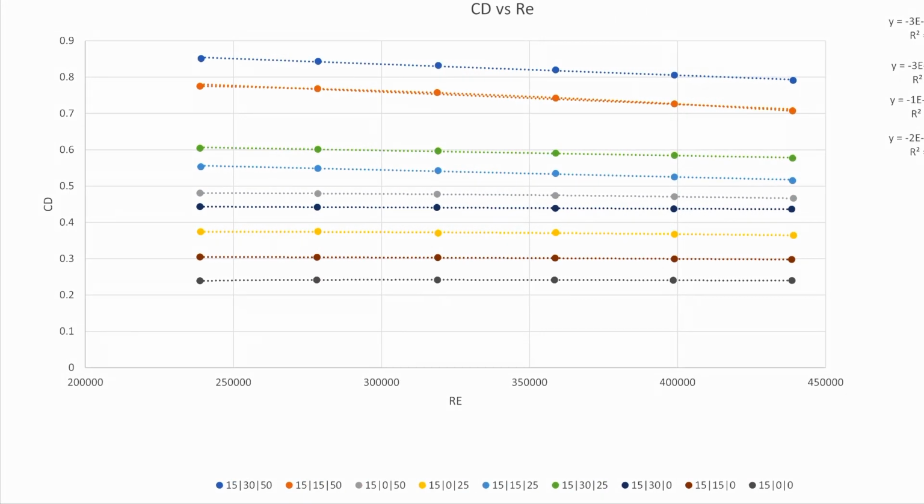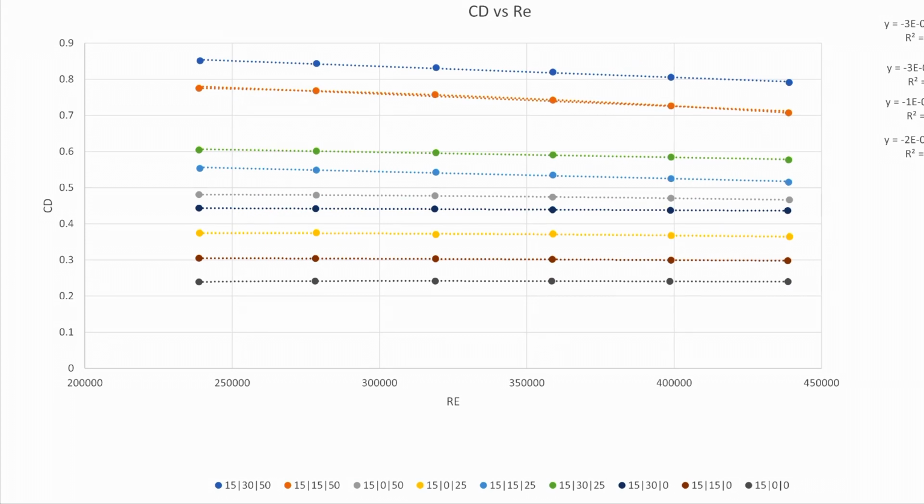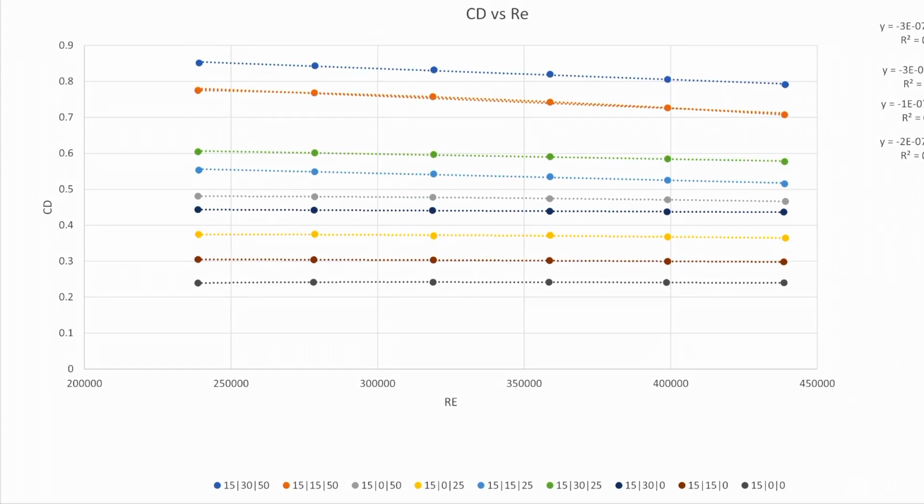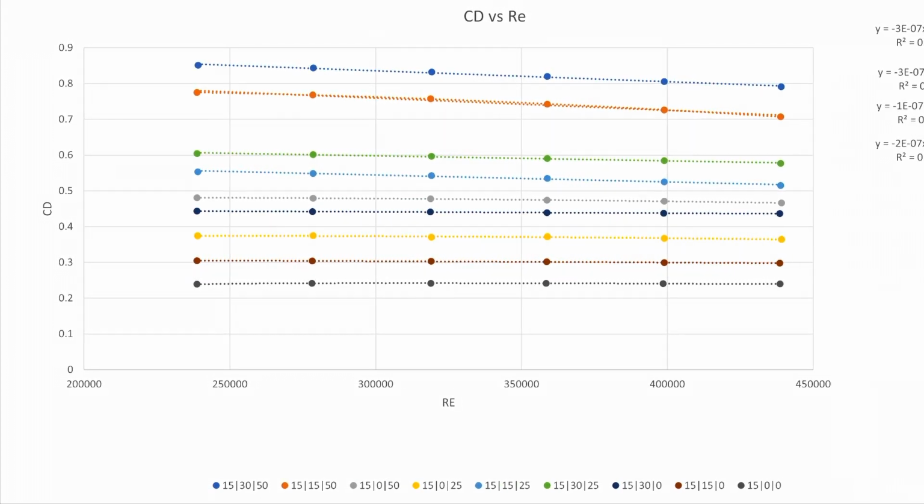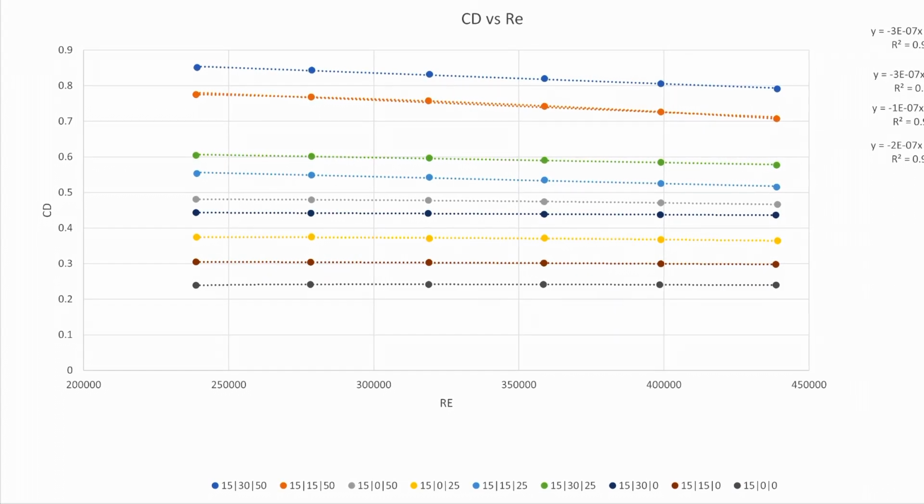The large negative slopes shown at the top show that there is a dependence between coefficient of drag and Reynolds number, which tells us that there is a large amount of separation occurring for the higher angle of attack configurations.